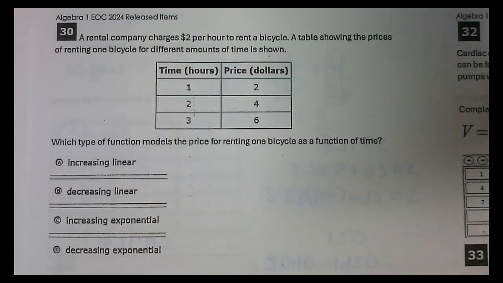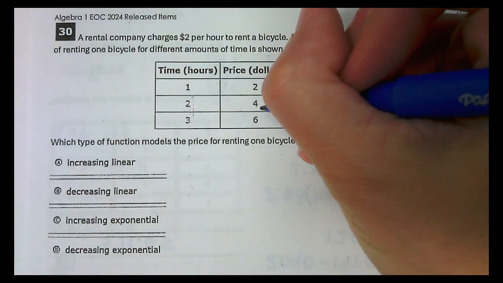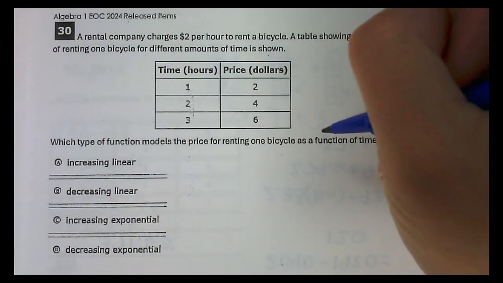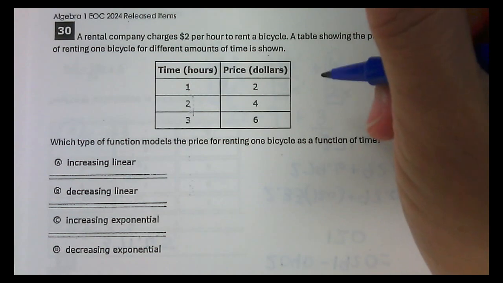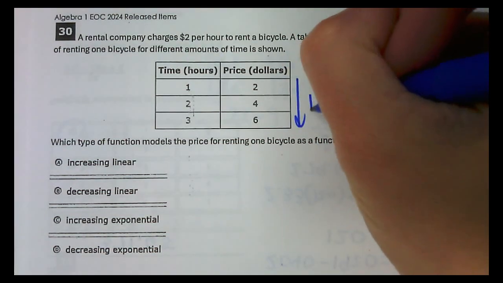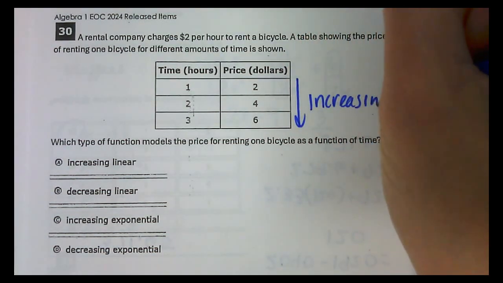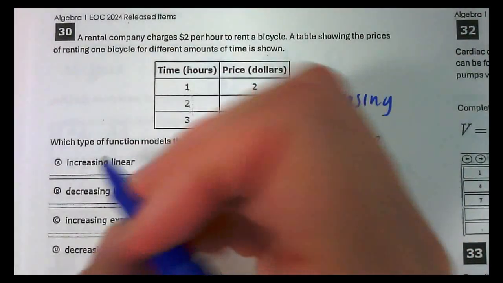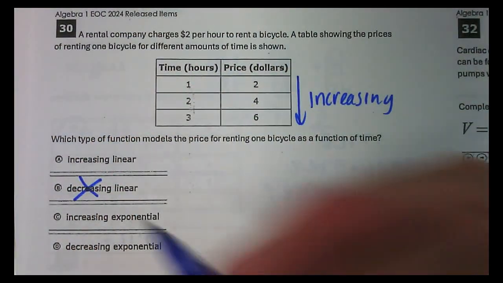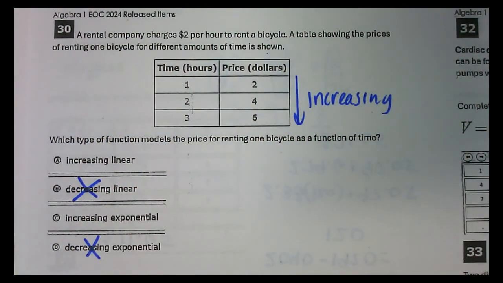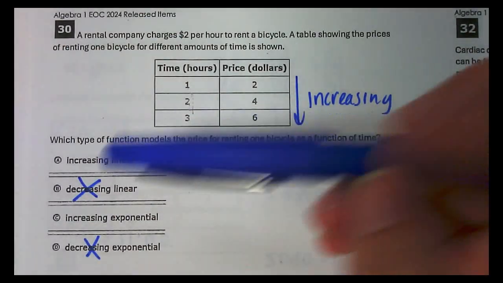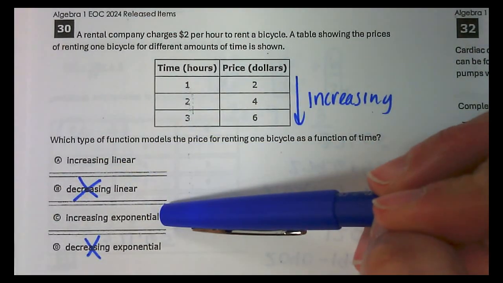So first thing we want to notice is that as we go down the list of prices, we are increasing. Okay, so they're definitely increasing as we go down the list of prices. So we're going to mark off B and we're going to mark off D. Then we have to decide between linear and exponential.